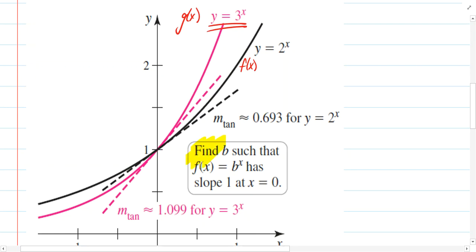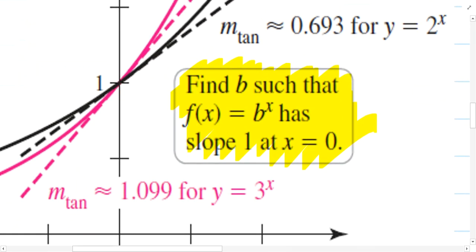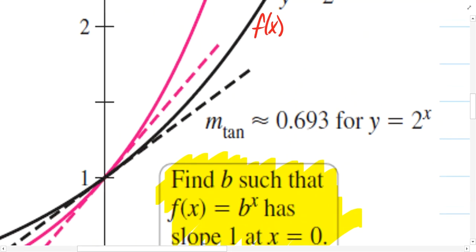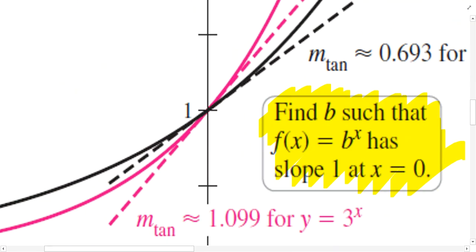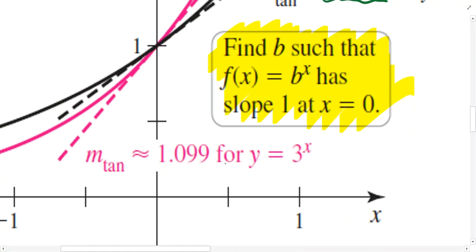And so in the age before Twitter and Instagram and Snapchat and TikTok and all that stuff, people had fun with little puzzles like this. And some mathematicians started questioning themselves. They said, okay, when we had a base of 2, our slope was about 0.69 something. When we had a base of 3, we had a slope of 1.09.